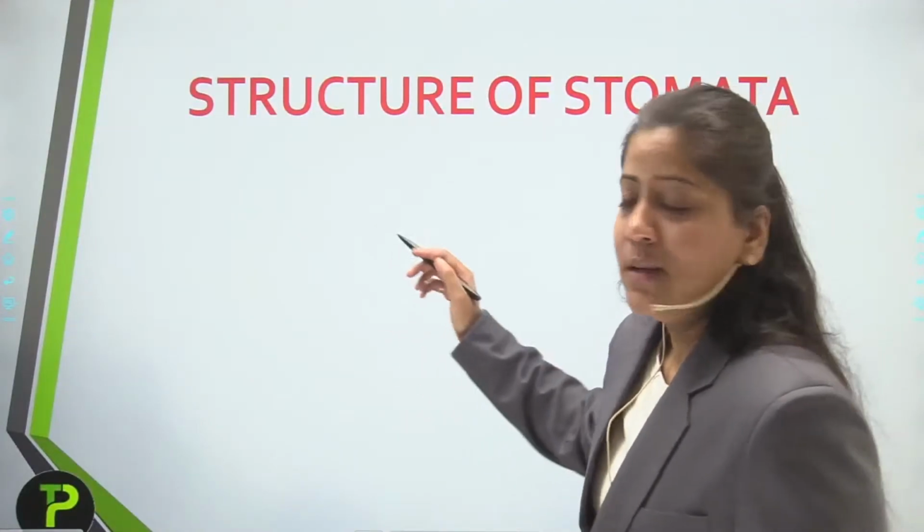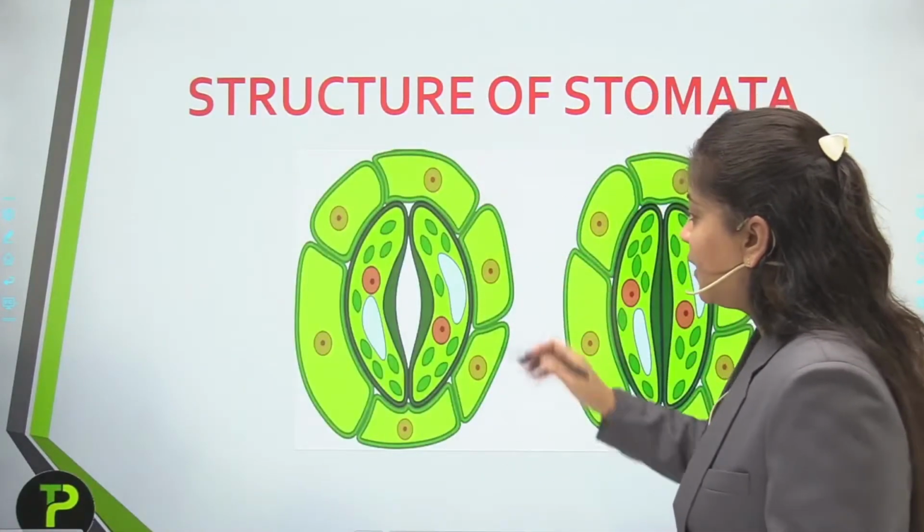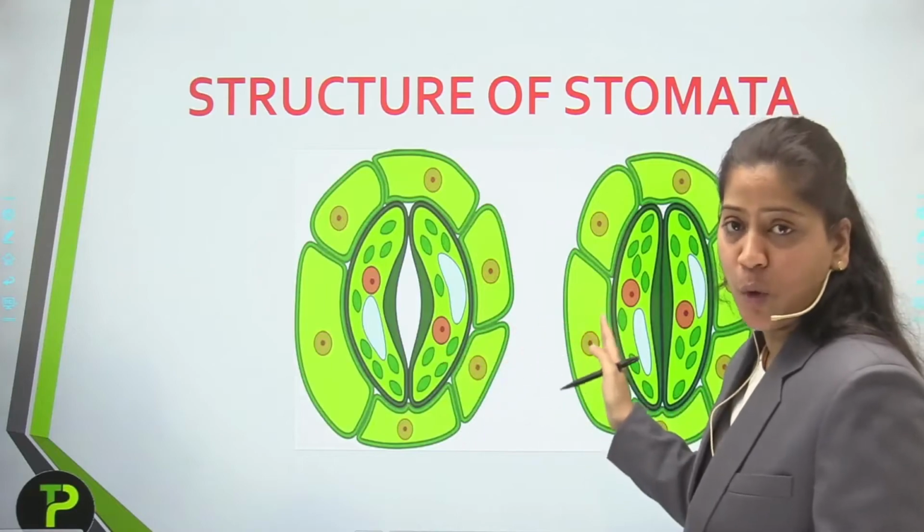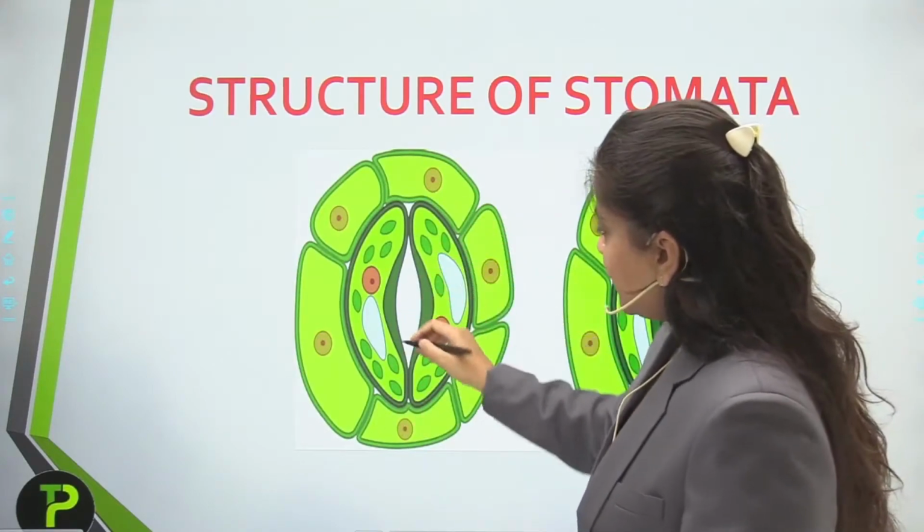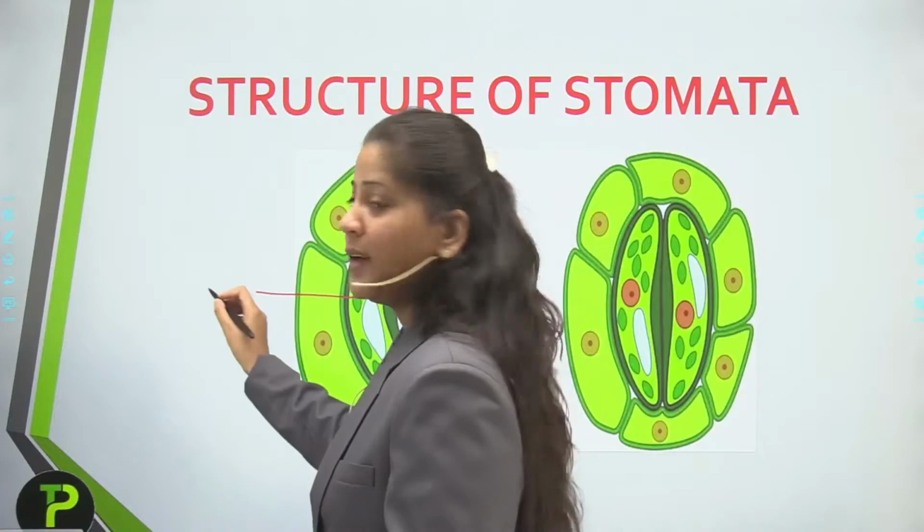Now we will see the structure of stomata. Here is the structure of stomata. Both are stomata. This is known as the stomatal aperture.